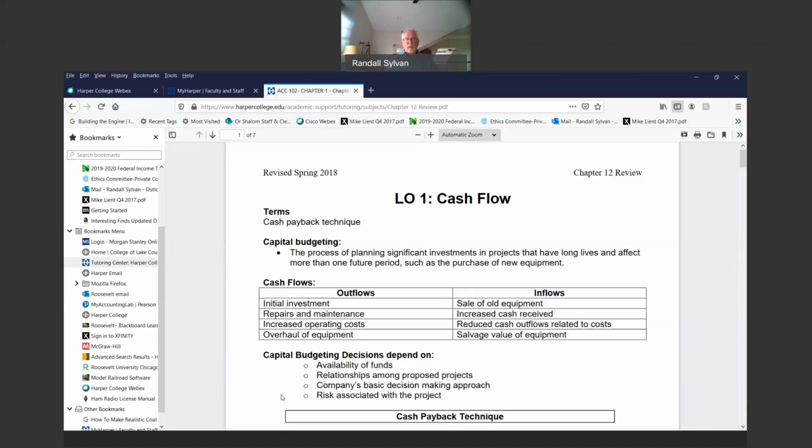Okay, chapter 12 is all about cash flow, important for every single type of business. As you go through these practice problems, make sure you get a very good understanding of the cash flow. One of the things you have to understand is that making capital budgeting decisions is all about, do you have enough money? Looking at various projects, which you did in the homework, understanding what the company's basic decision making process is, and then knowing what the risks are of each type of project that you're dealing with.